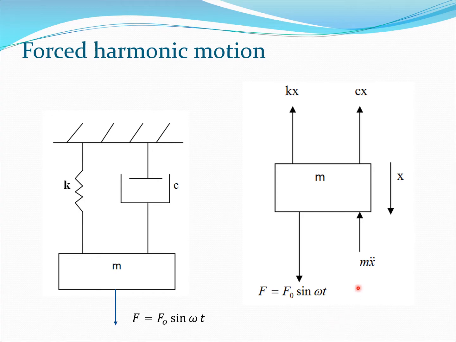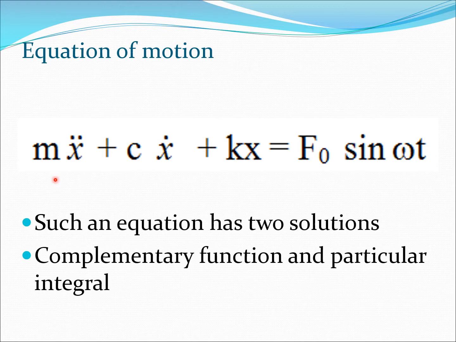So our equation of motion would be m x double dot plus c x dot plus kx equals F naught sine of omega t. That's our equation of motion, and that's the equation I write here. This is a good looking equation. You have the equation we had in our previous lecture, and now you have the extra forcing term here.